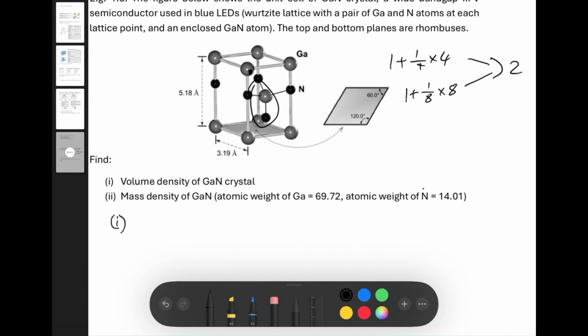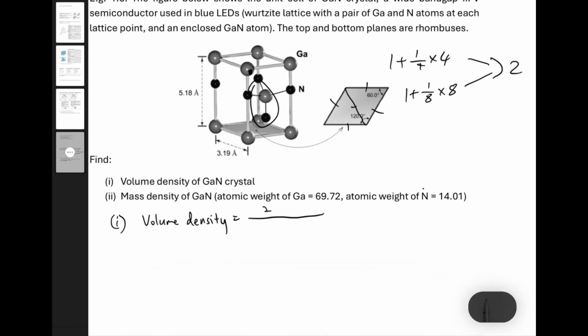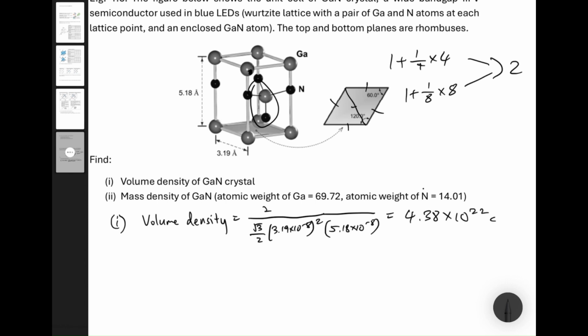So the volume density is equal to 2 over, okay, so what's the area? The area is of this rhombus, which, because it's 60 and 120, happens to be two equilateral triangles. So the area here is root 3 over 2 times 3.19 times 10 to the power of negative 8 squared, times 5.18 times 10 to the -8. So that's the volume, and so the volume density is equal to 4.38 times 10 to the 22 atoms per cm cubed, 3 SF.